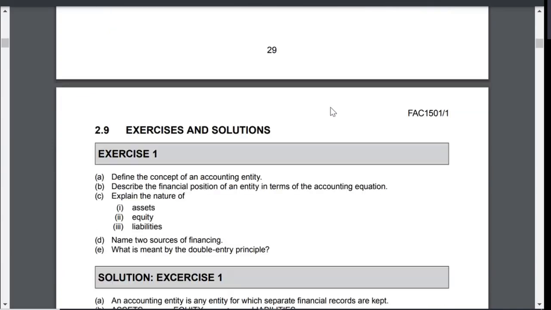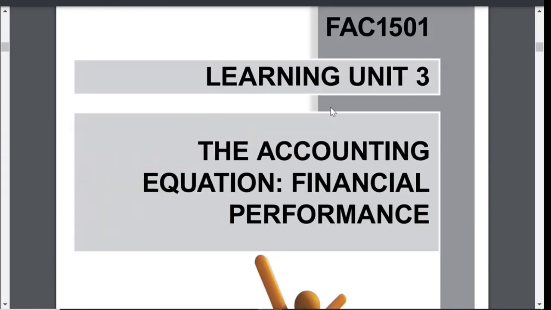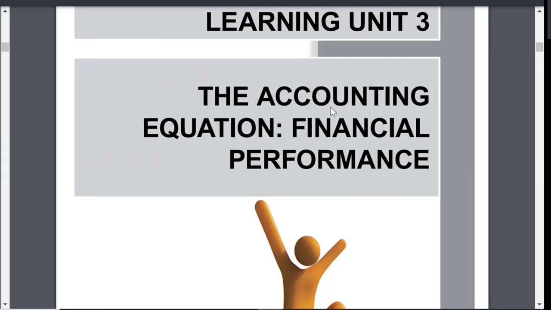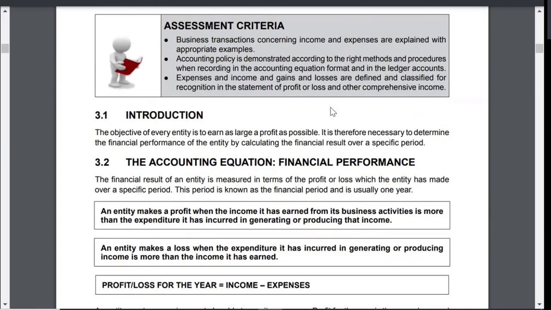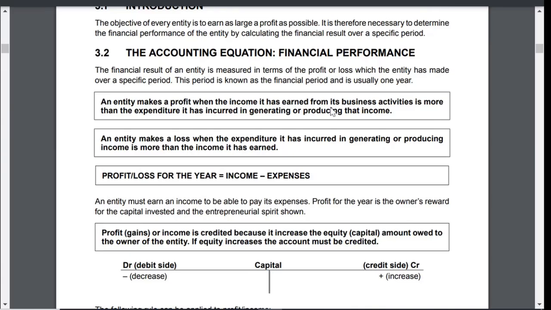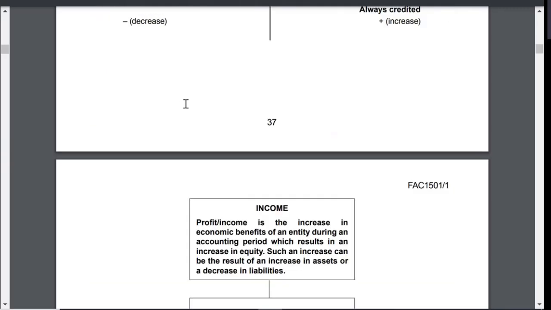So I want us to do the financial performance. Now we're looking at income and expenses, which are part of what? Of equity. So profit or loss for the year equals income minus expenses. Also for these income and expenses, we're going to be using the same double entry principle.